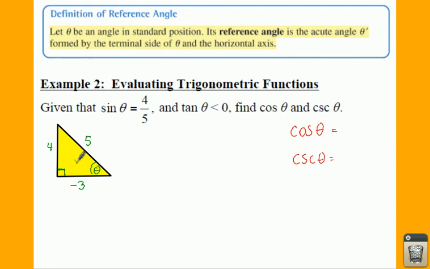So if we have our cosine then, that's our x over our r. So that would be a negative 3/5. And your cosecant is the reciprocal of sine. Sine is 4 over 5, where your cosecant then is just going to be 5 over 4. So hopefully drawing a little triangle and then writing out your values, even though they're not on your unit circle, you can still use properties of your unit circle to help draw these out. Hopefully that'll help you with some of your homework problems.